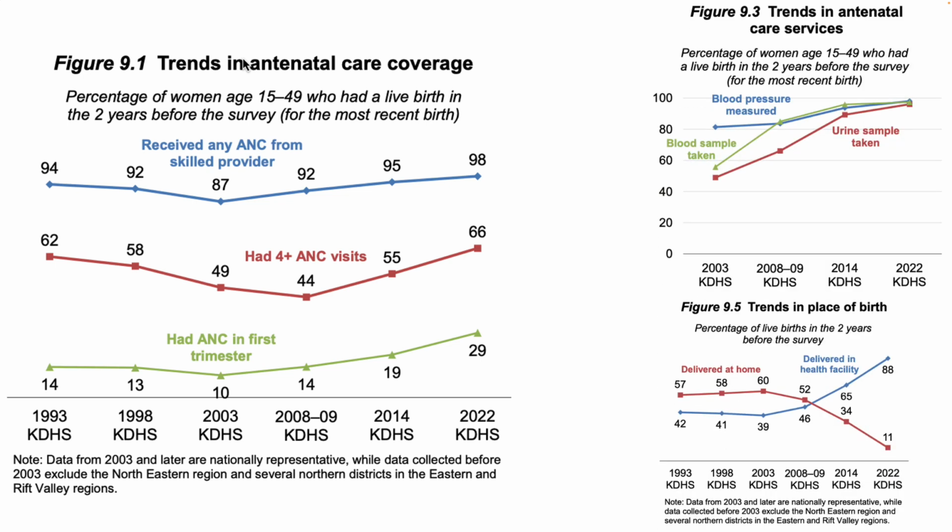It's also possible to get even more details on the pregnancy and delivery experience, such as whether blood pressure was measured and whether a urine sample was taken as part of the antenatal care services, and also whether the birth took place at home or in a healthcare facility. There have been major improvements in all of these indicators in Kenya over the last few decades.